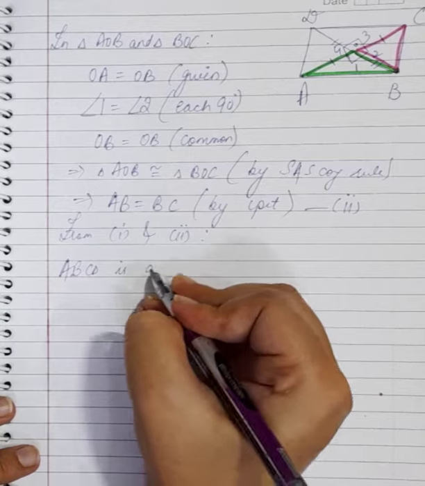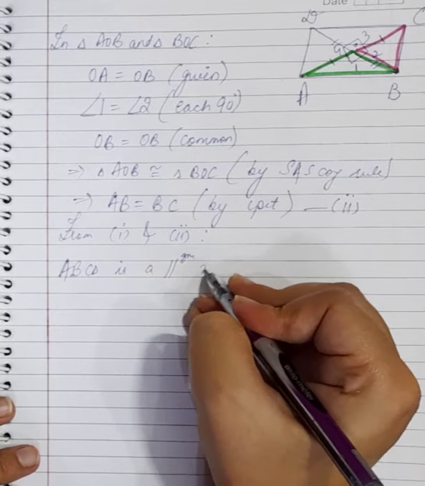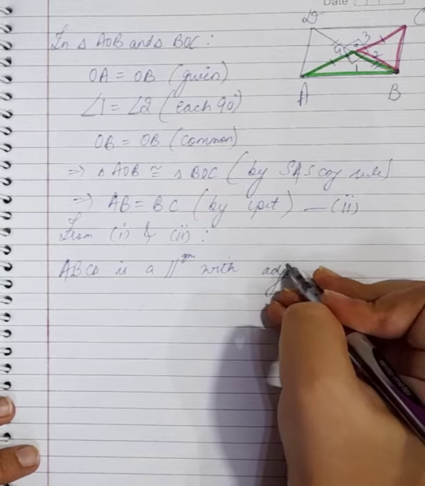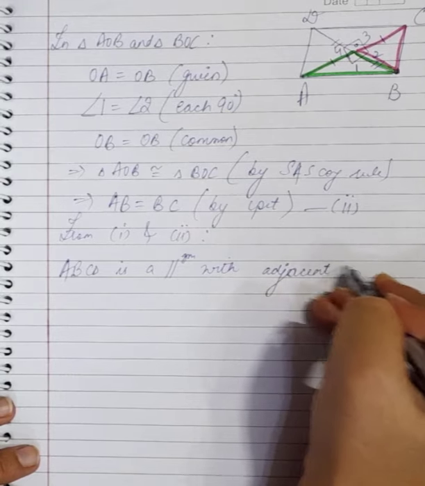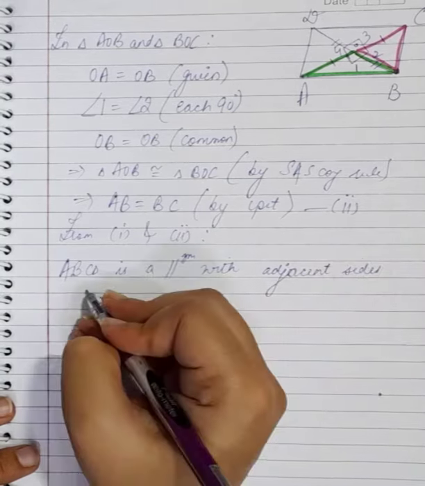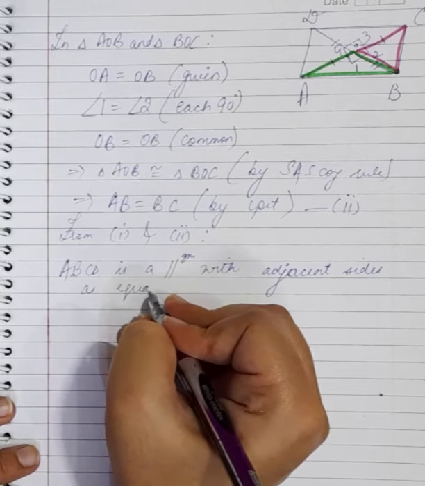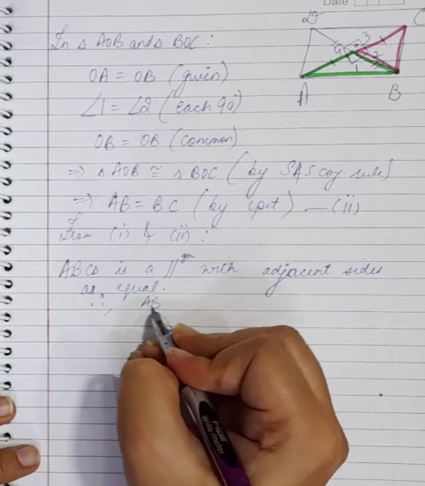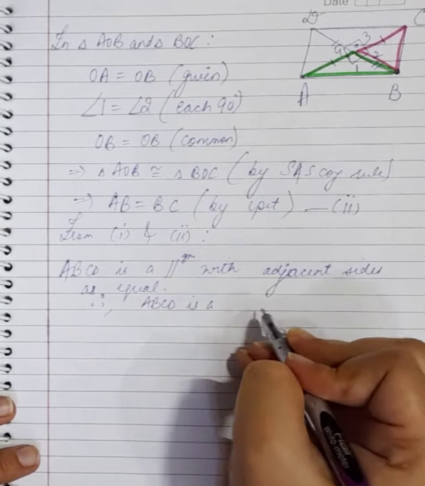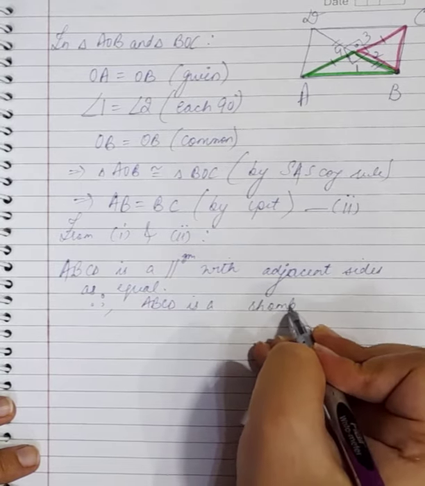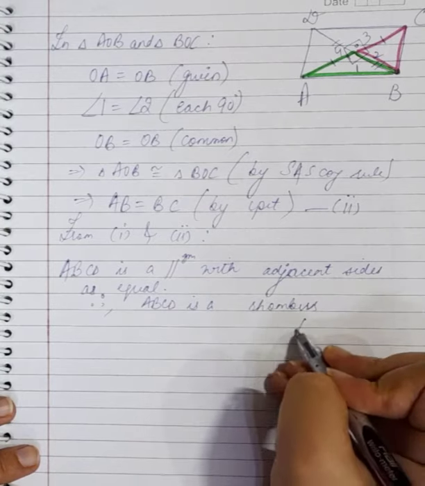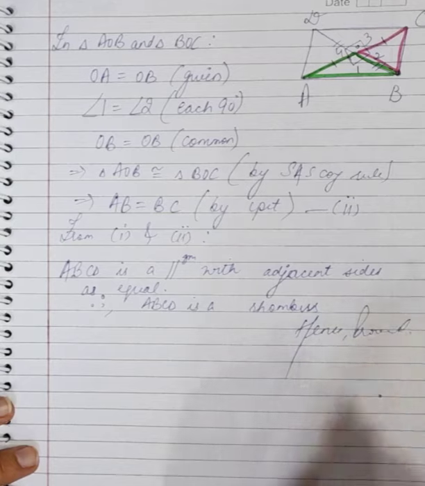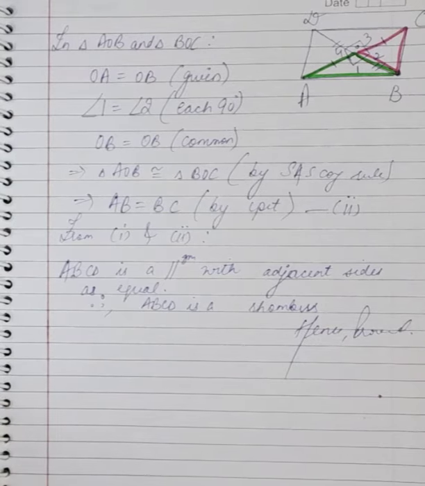ABCD is a parallelogram with adjacent sides as equal. Therefore, ABCD is a rhombus. Hence, proved. Let's look at the next question.